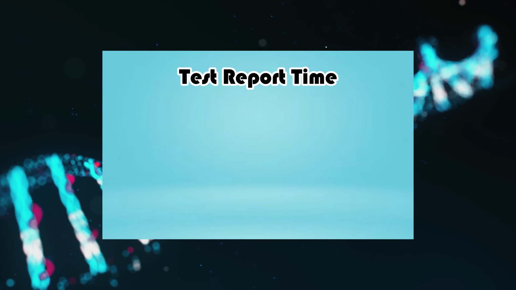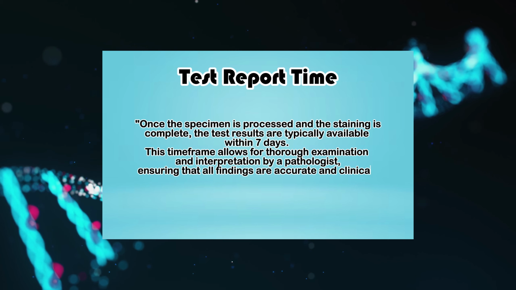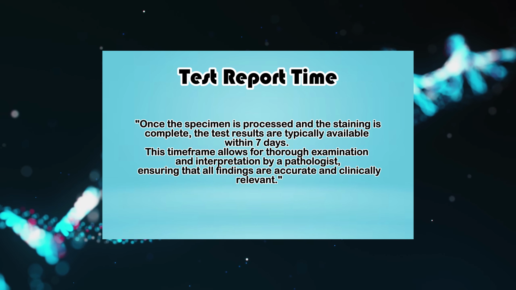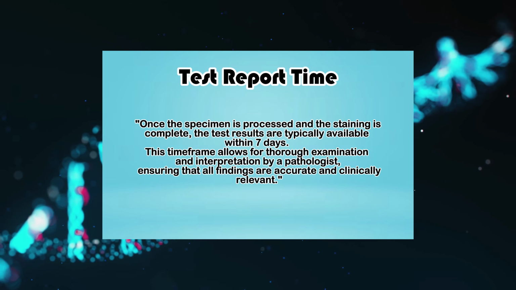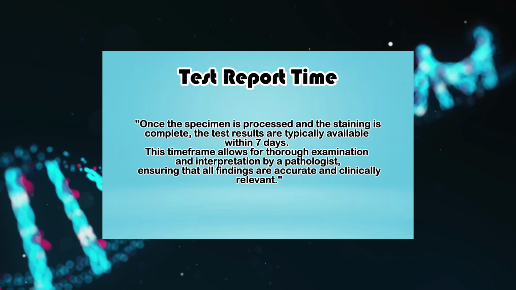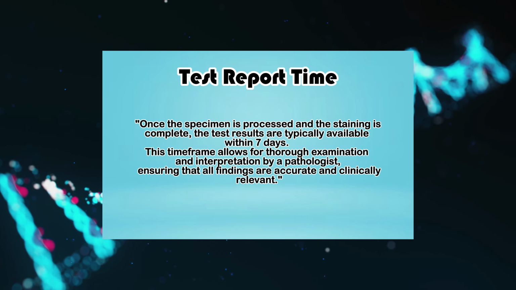Test report time. Once the specimen is processed and the staining is complete, the test results are typically available within 7 days. This time frame allows for thorough examination and interpretation by a pathologist, ensuring that all findings are accurate and clinically relevant.